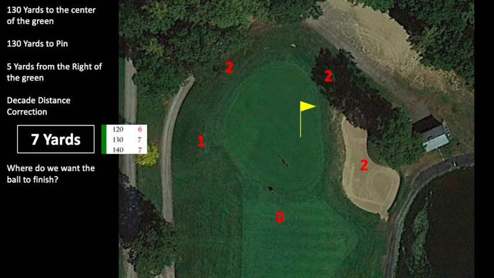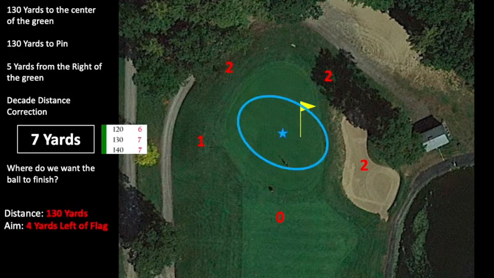To avoid the trouble on the right, we're aiming 9 yards left of that right side of the green. We can see that the pin is 5 yards on from the right, so that's going to give us a total of 4 yards left of the pin. Because the pin is in the center of the green distance-wise, we are not going to change our yardage. So our new target, where we'd like the golf ball to finish, is at 130 yards, 4 yards left of the flag. You can see, given the proximity circle, the hole is still close to the target, but it eliminates all of the problem areas on the hole.